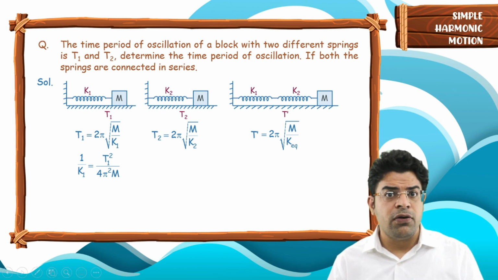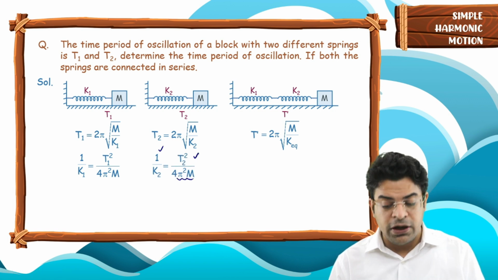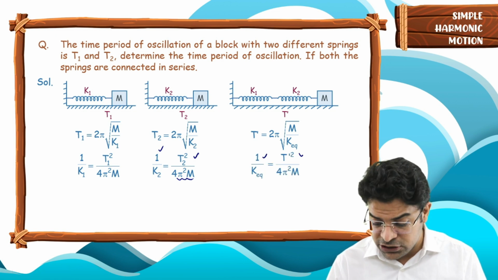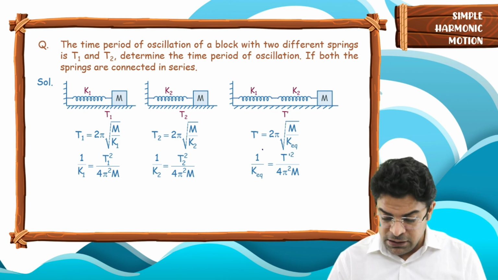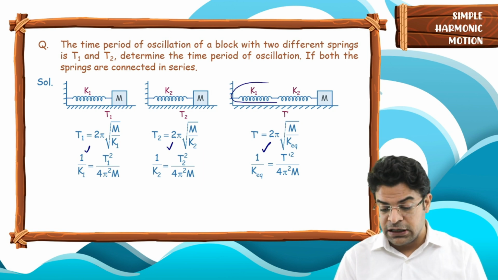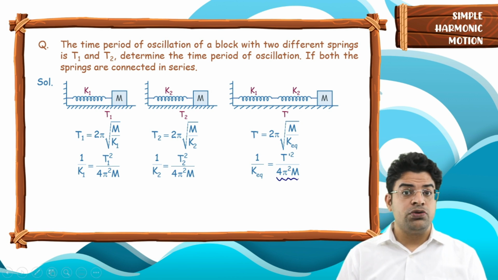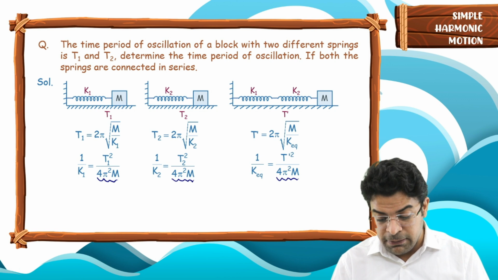Similarly, you can find out 1 by K2, and 1 by K2 comes out to be T2 square upon 4 pi square m. And 1 by K equivalent will be equal to T dash square upon 4 pi square m. Now, bachcho, you know that 1 by K equivalent equals 1 by K1 plus 1 by K2 since the springs are connected in series. Hence, you will say T dash square by 4 pi square m equals T1 square by 4 pi square m plus T2 square by 4 pi square m.